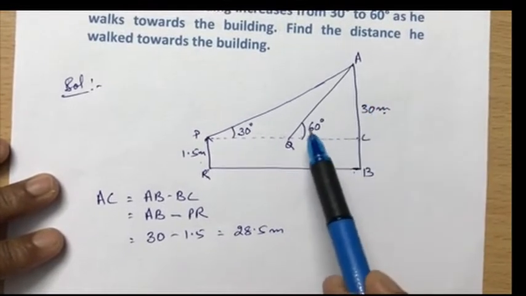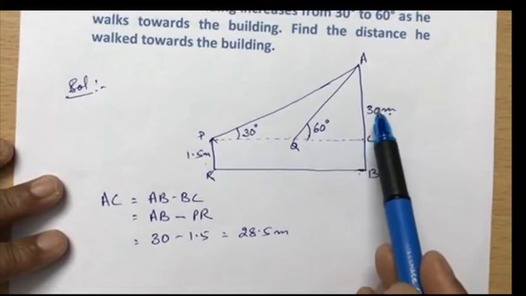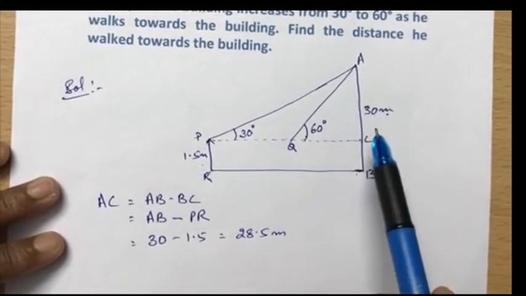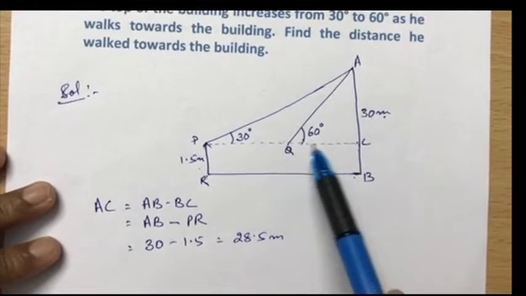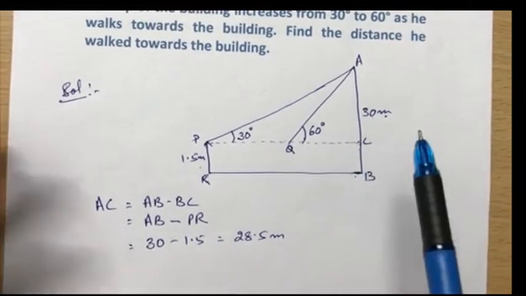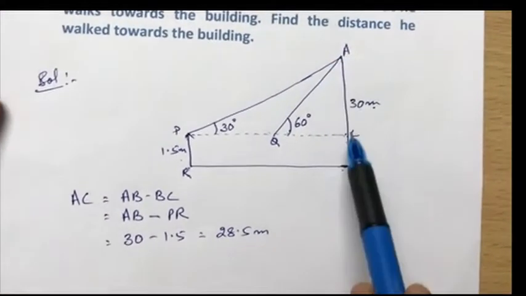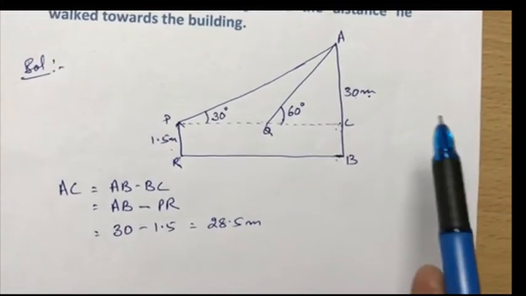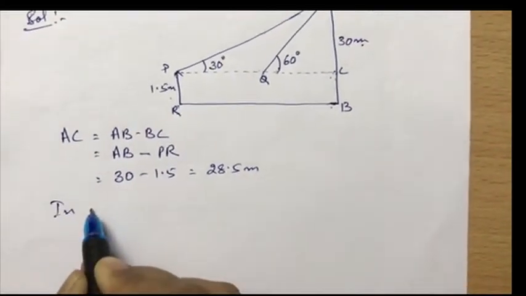My idea is that in this triangle I'll be taking this angle, and we have got this height, that is 28.5 meter, and if we get the base, then half of the problem is solved. So what is the formula? This is perpendicular, this is base. So what is the formula? Okay, it is tan 60 degree.